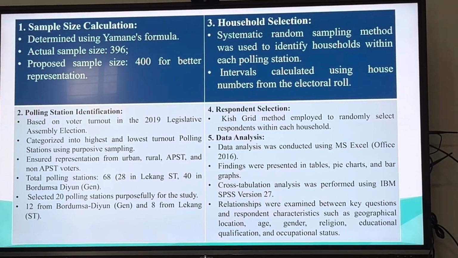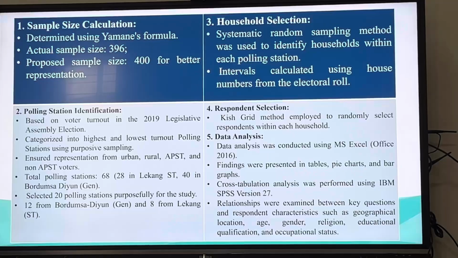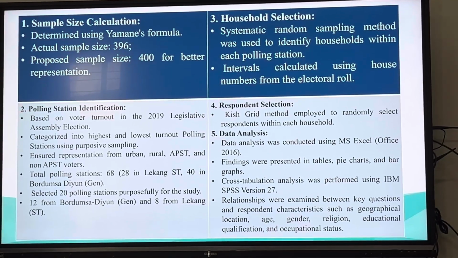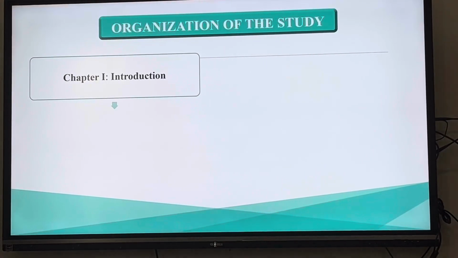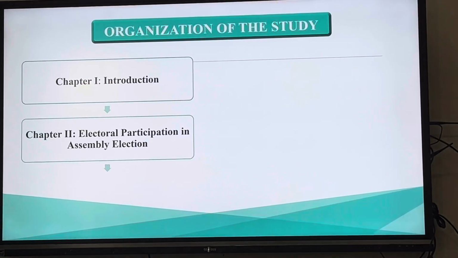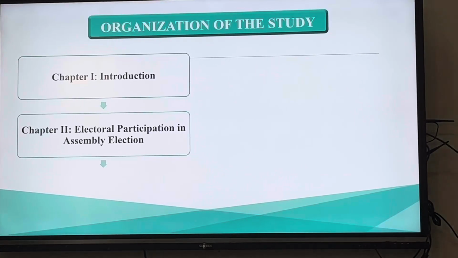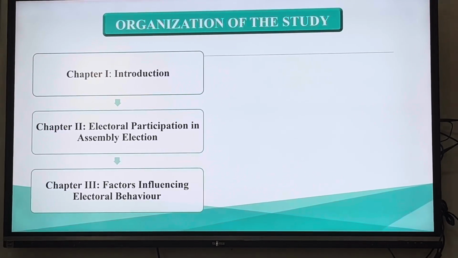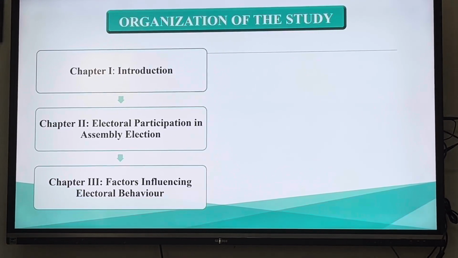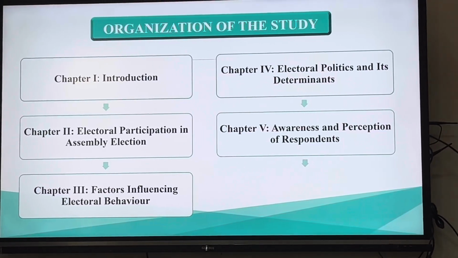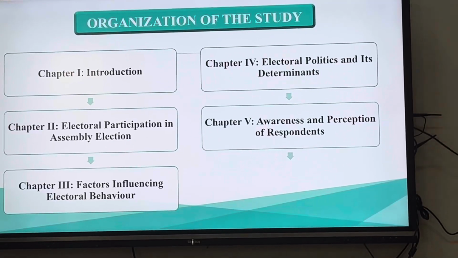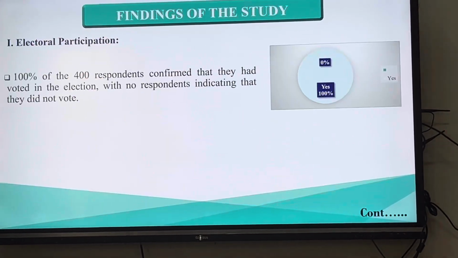Data analysis was done using Microsoft Excel and SPSS version 27. These are the organizational structure. First chapter is introduction. Second is electoral participation in assembly election. The third chapter is factors influencing electoral behavior. Fourth chapter is electoral politics and its determinants. Fifth chapter is awareness and perception. And the last chapter is summary and conclusion.